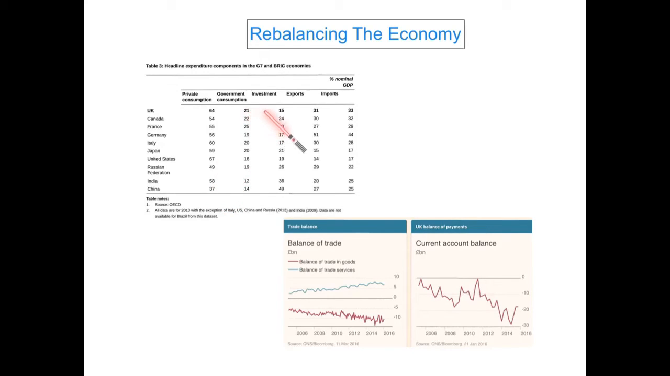If we look at the other ones I really want to focus on, certainly we're much more in line as far as government spending, though again that's coming down because of the need to cut government spending to reduce the budget deficit. But if you look here, investment, we have the worst as far as a percentage of our GDP. We have the worst amount of investment compared to all these other economies.